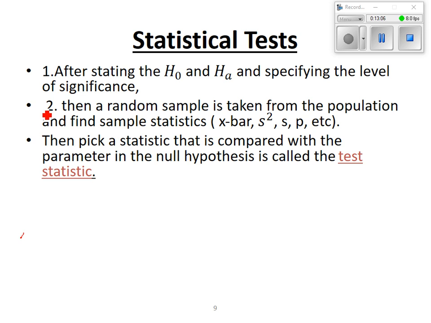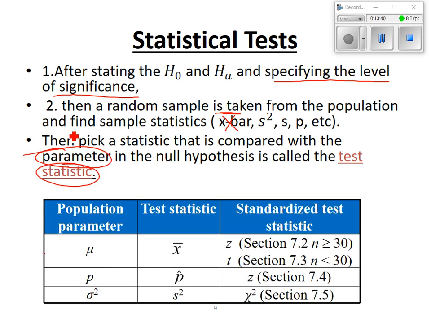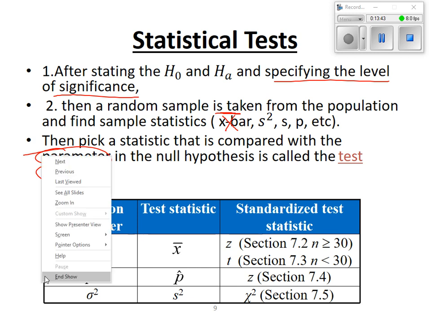When we're doing a statistics test, after stating the null and the alternative hypothesis, and you figure out what your level of significance is, and it says specify there, they're probably going to tell you what level of significance you want. Then the random sample is taken from the population, you find all the sample statistics, or whatever sample statistic we need. You know, I'm not sure why I got x-bar there instead of the symbol, but then you pick a statistic and we compare it to the parameter. Remember, parameter goes along with a population, statistic goes along with a sample. These are the ones that go together, we just talked about them.